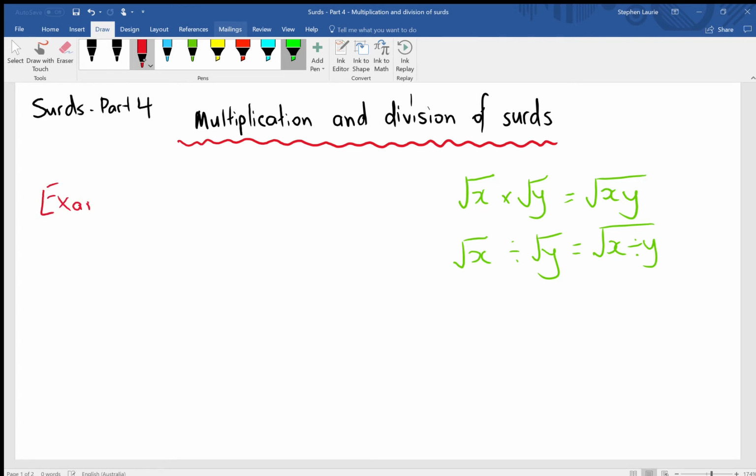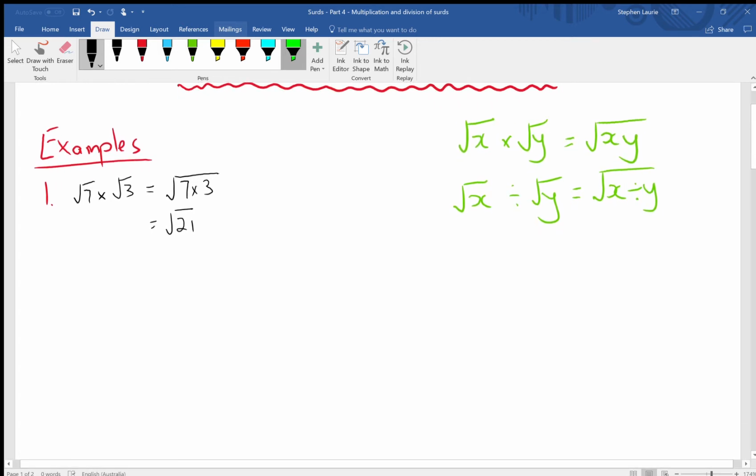Alright, so let's start with example 1. Square root of 7 times the square root of 3. We can just put it under one square root, 7 times 3, and 7 3s are 21. Pretty easy, hey? Alright, let's have a look at our next one.